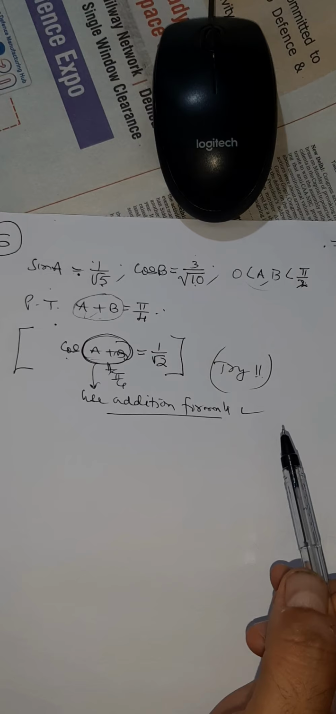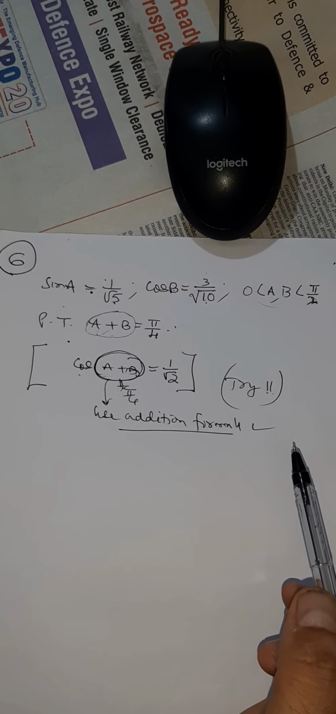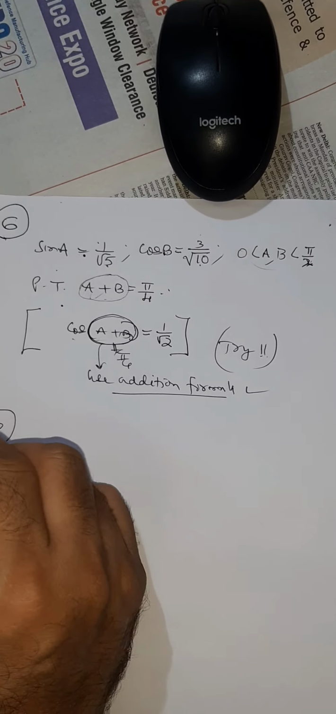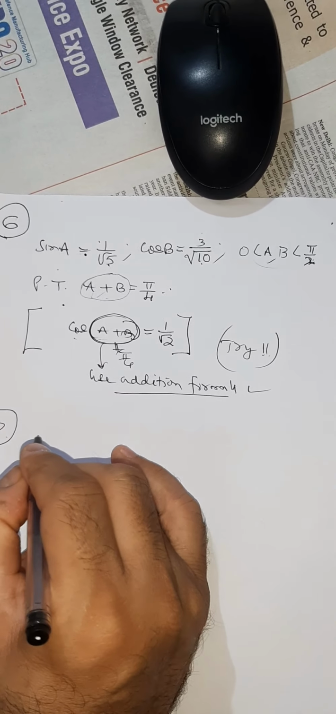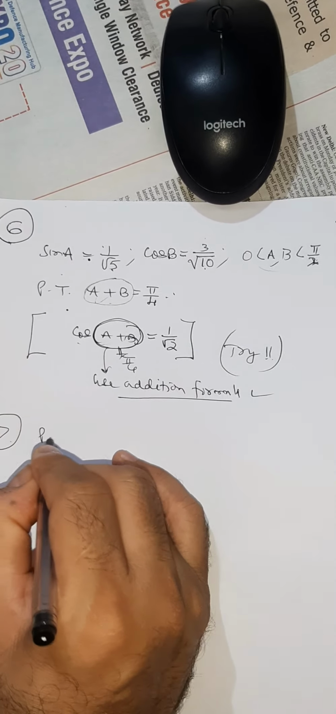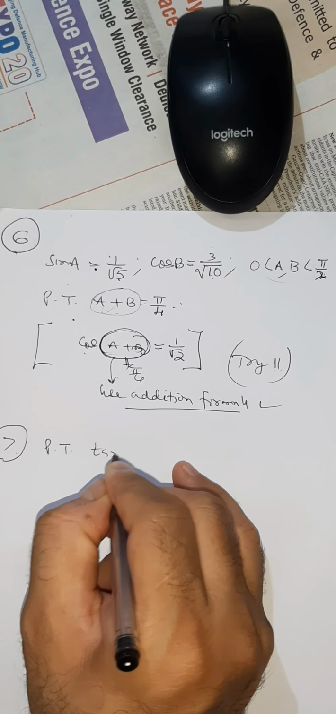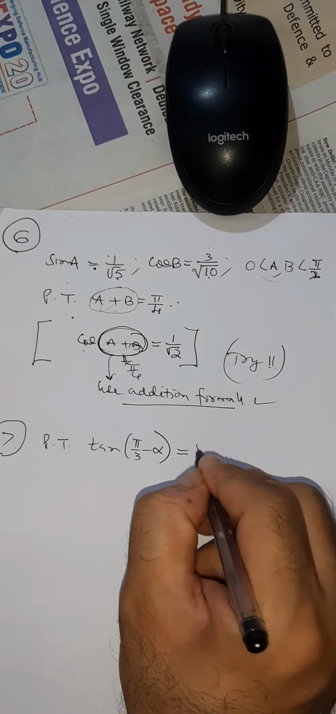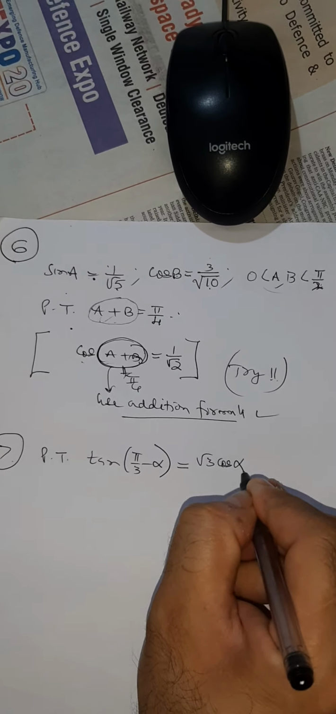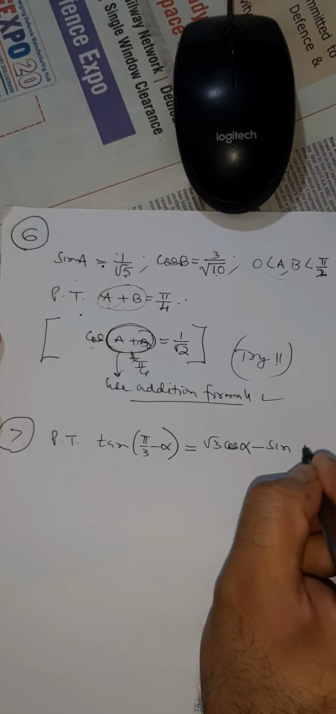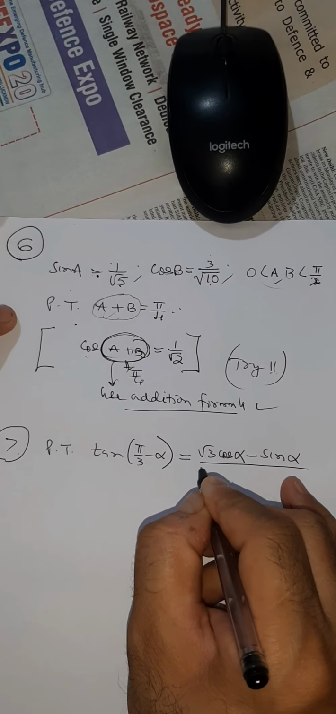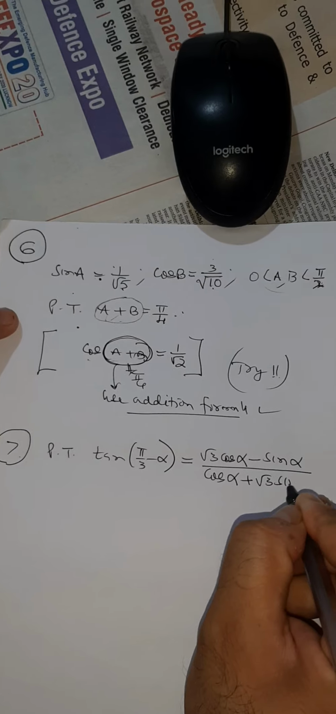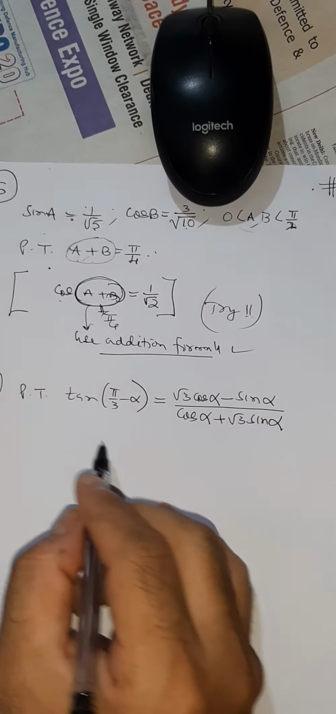Okay. Now next question is, prove that tan of pi by 3 minus alpha equals root 3 cos alpha minus sin alpha upon cos alpha plus root 3 sin alpha. Okay, we want to prove this.